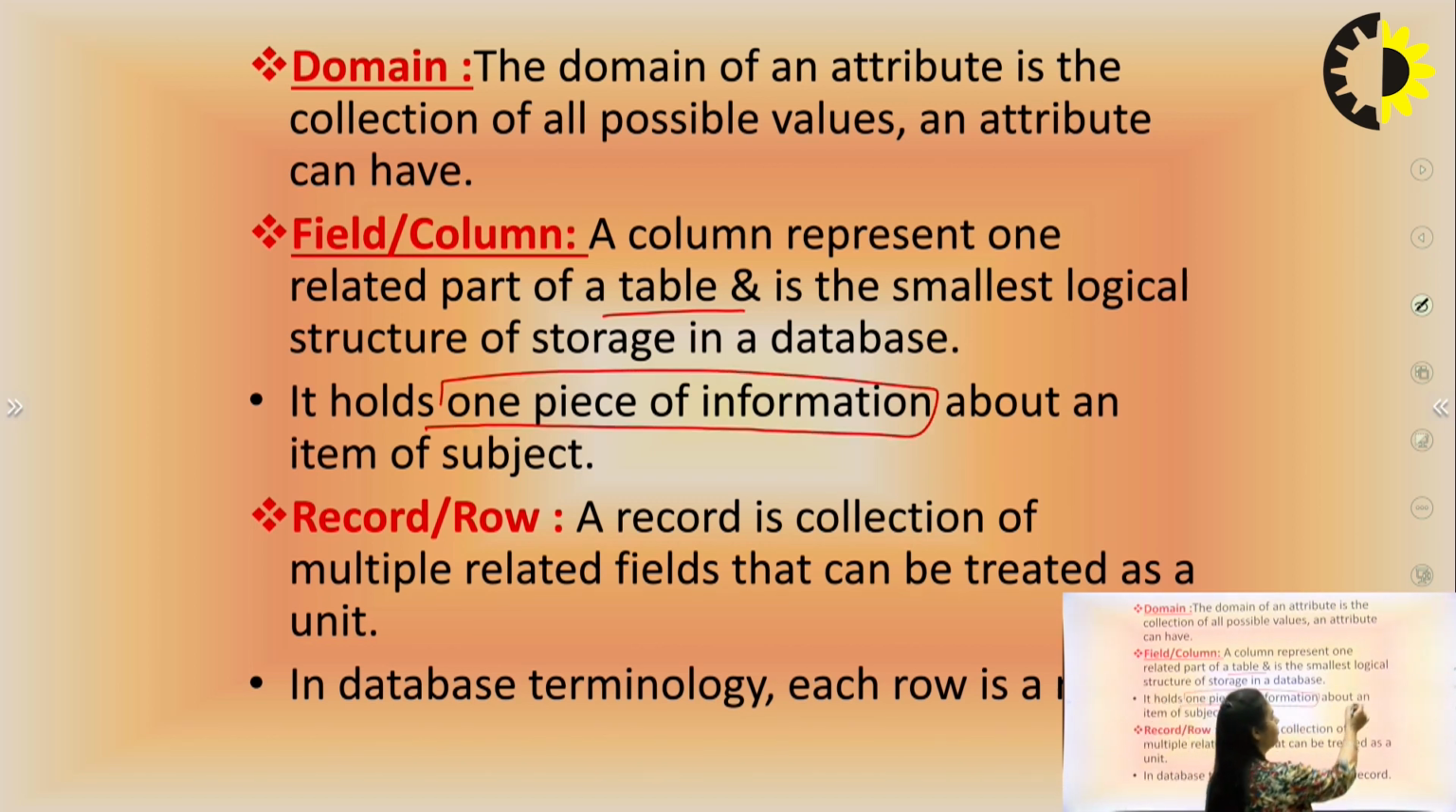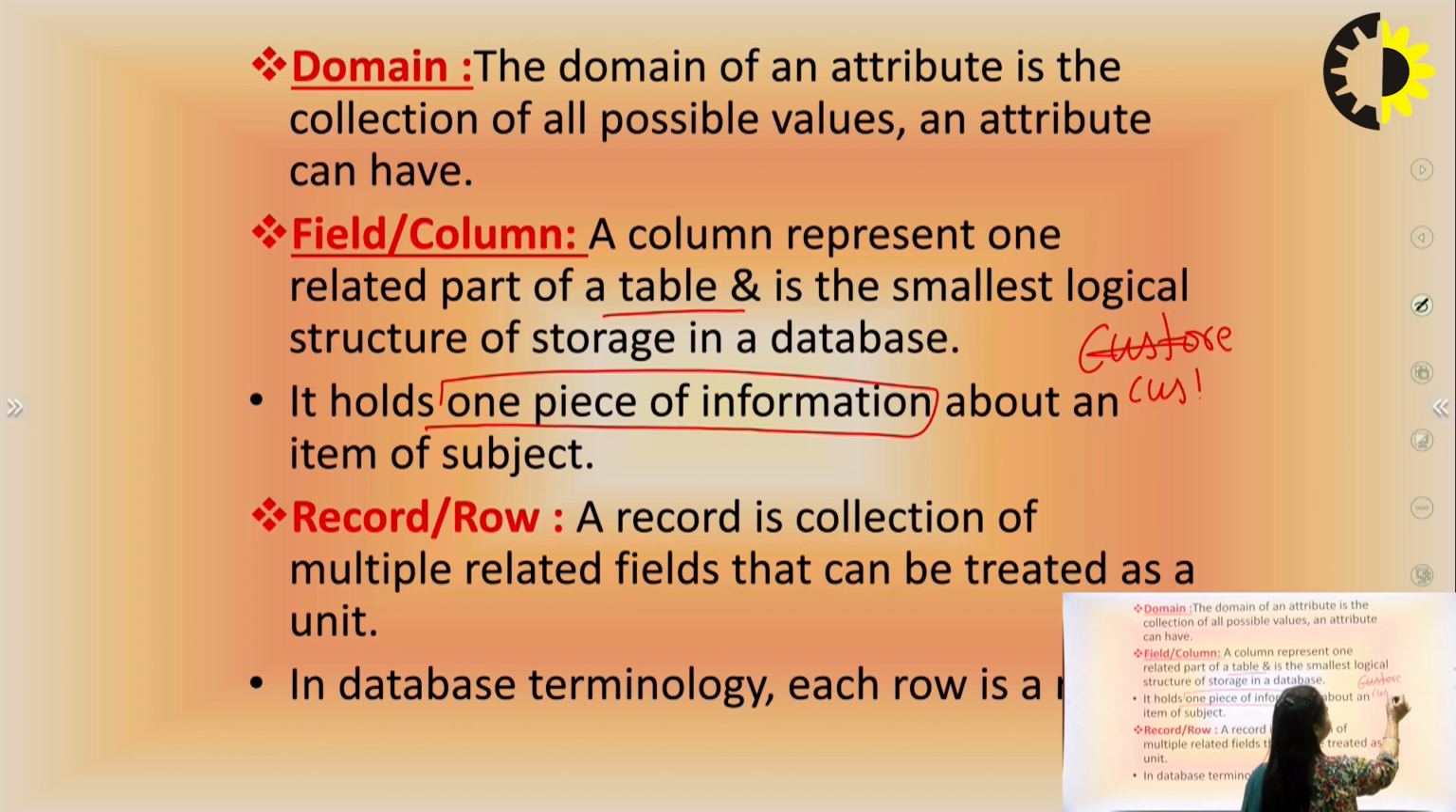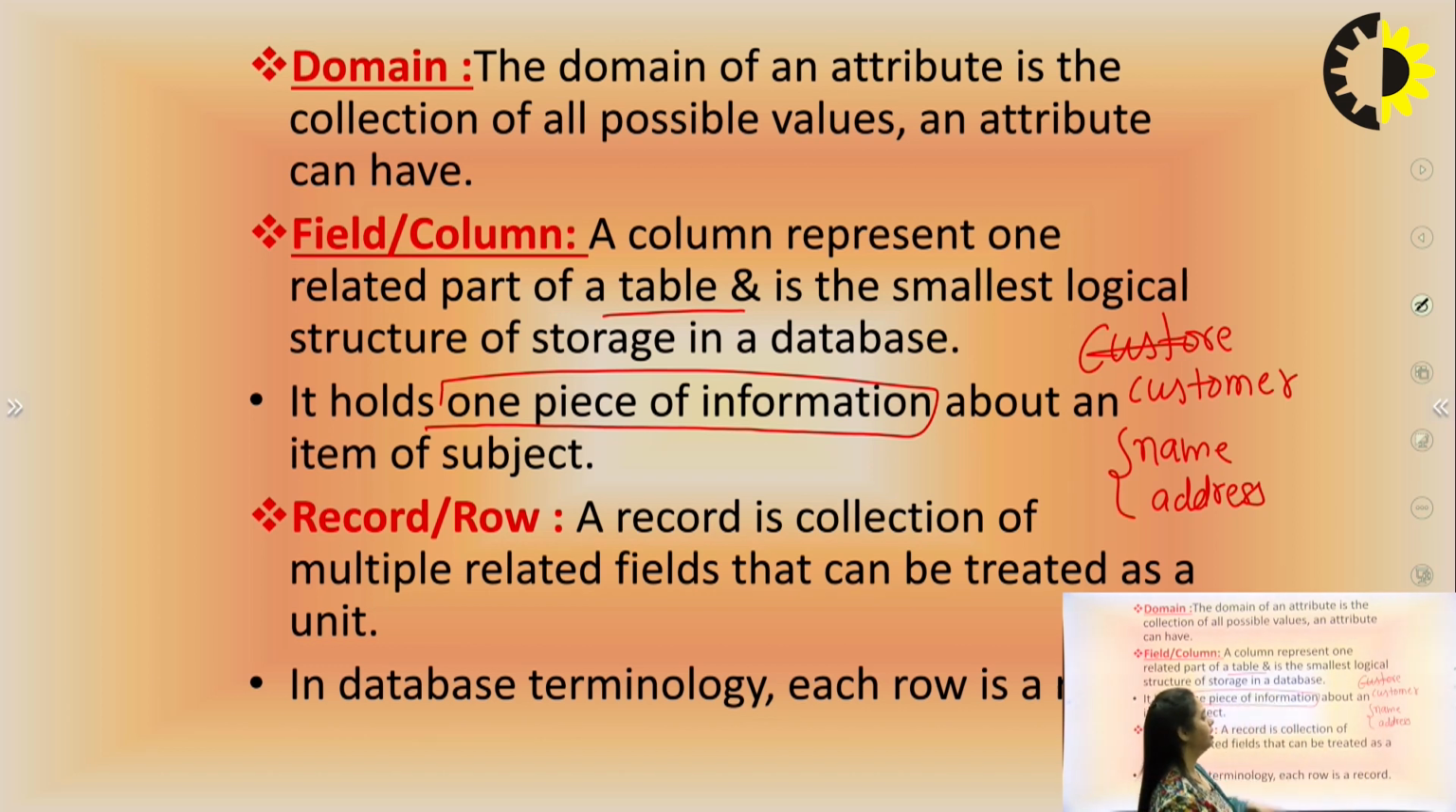For example, I have an entity customer, and the customer can have attributes name and address. Let's suppose we have only two attributes here, name and address. So this name is a single piece of information about the customer. This is known as one field or one column of the table customer. Next is record or row. A record is a collection of related multiple fields that can be treated as a unit. In database terminology, each row is known as a record.